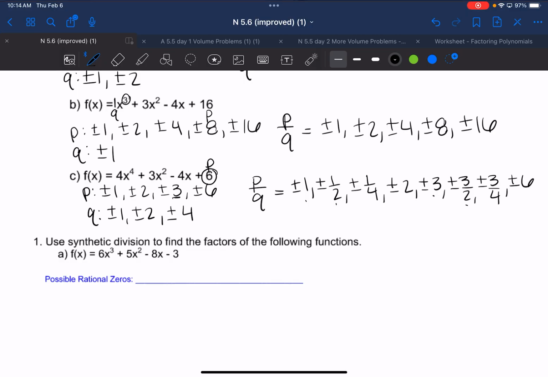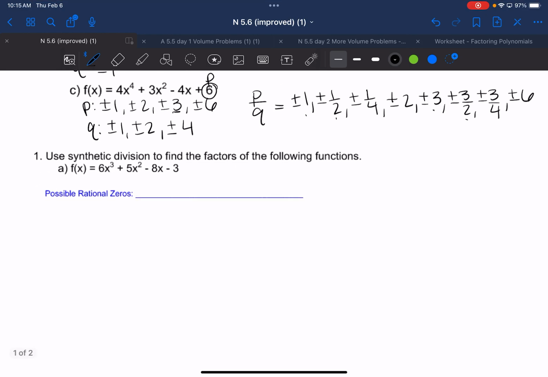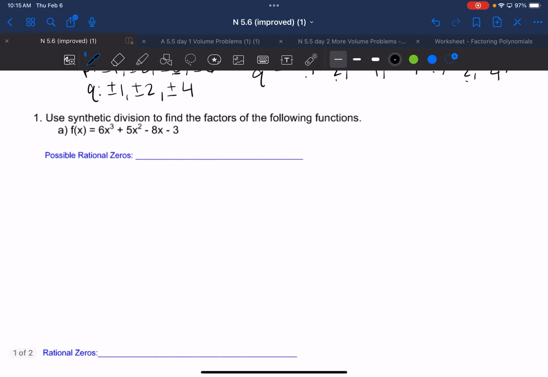Okay, perfect. So now that we have the hang of how to come up with the list, let's talk about where we would actually use this list that we're coming up with. So number 1 says we're going to use synthetic division to find the factors for the following functions. But if I'm going to use division, I got to have something to divide by, right? So that's where our list comes into play. We need to make a list like what we just made, so that way we know what to divide by. So what would my factors for P be on this example?